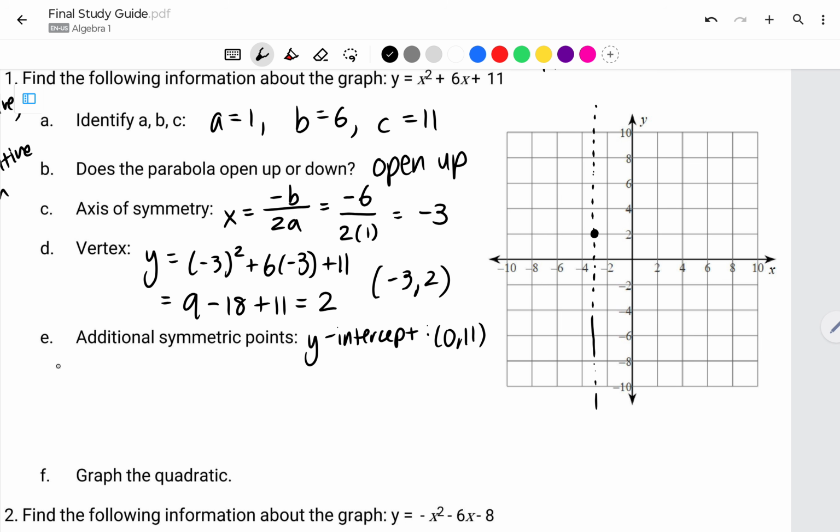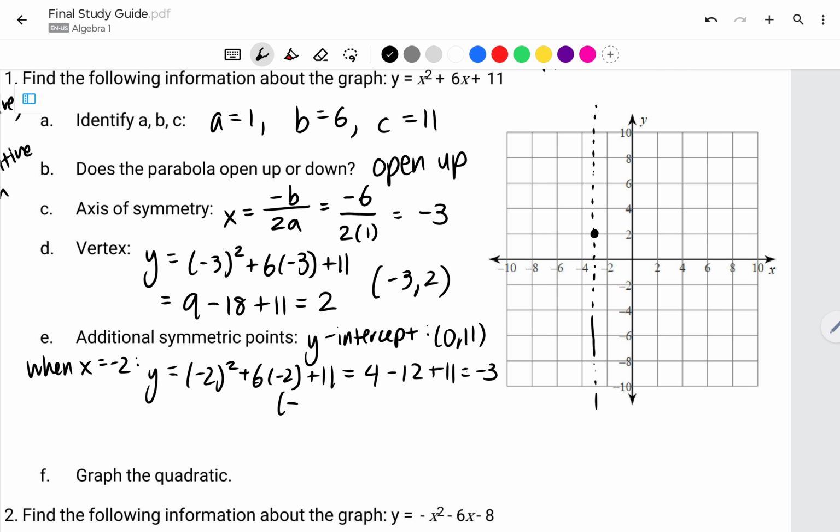I'm going to plug in negative 2. Let's write that down. When x equals negative 2, y is equal to negative 2 squared plus 6 times negative 2 plus 11. That's 4 minus 12 plus 11. That's negative 8 plus 11. That's negative 3. Sorry, that's positive 3. So at negative 2 and 3, we have a point. It's an axis of symmetry, so whatever you have on one side, you got to do the same thing on the other side.